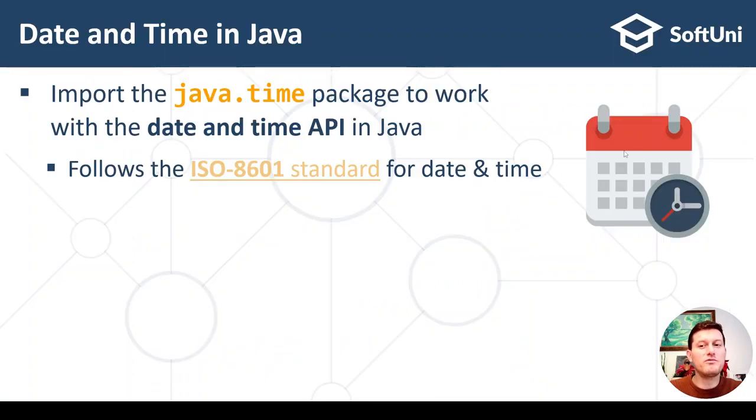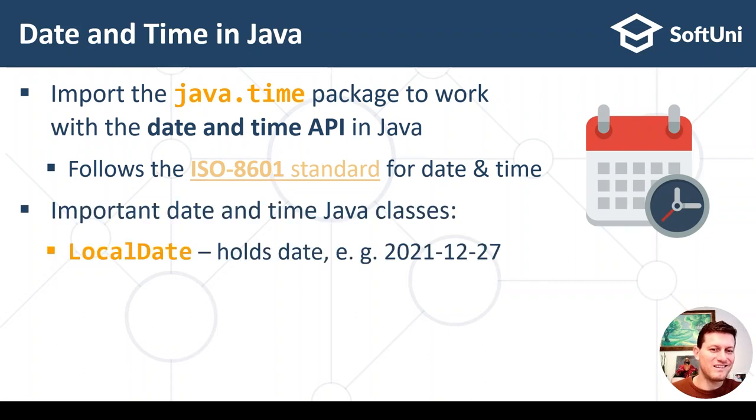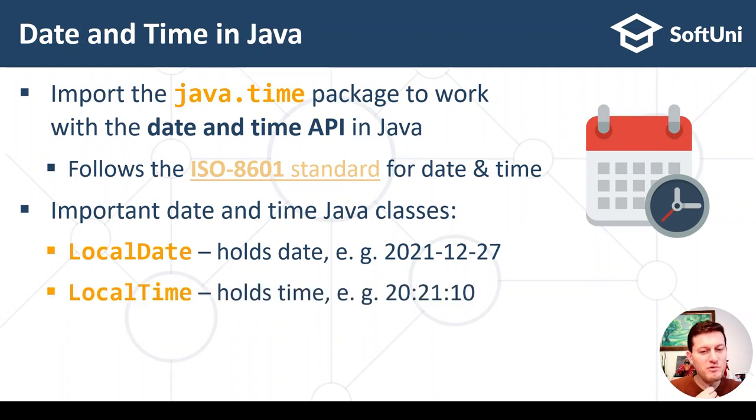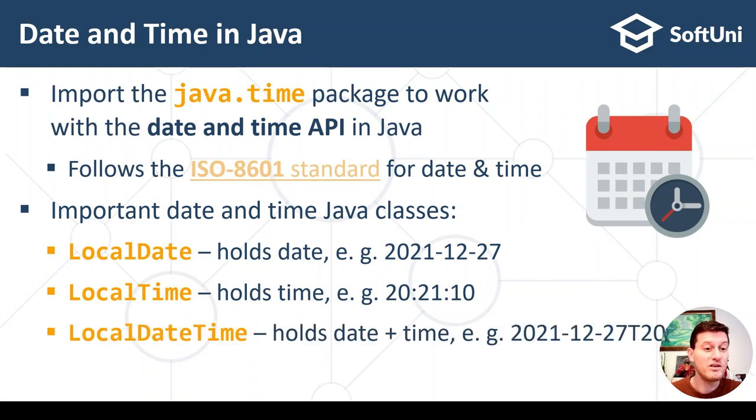But it also follows the local settings for your machine through the Locale class, as I will show you later. So the important classes are LocalDate, which holds year plus month plus day of the year, LocalTime, which holds time with hours, minutes, seconds, and milliseconds, and LocalDateTime, which combines these both. This is an example of how it may look.